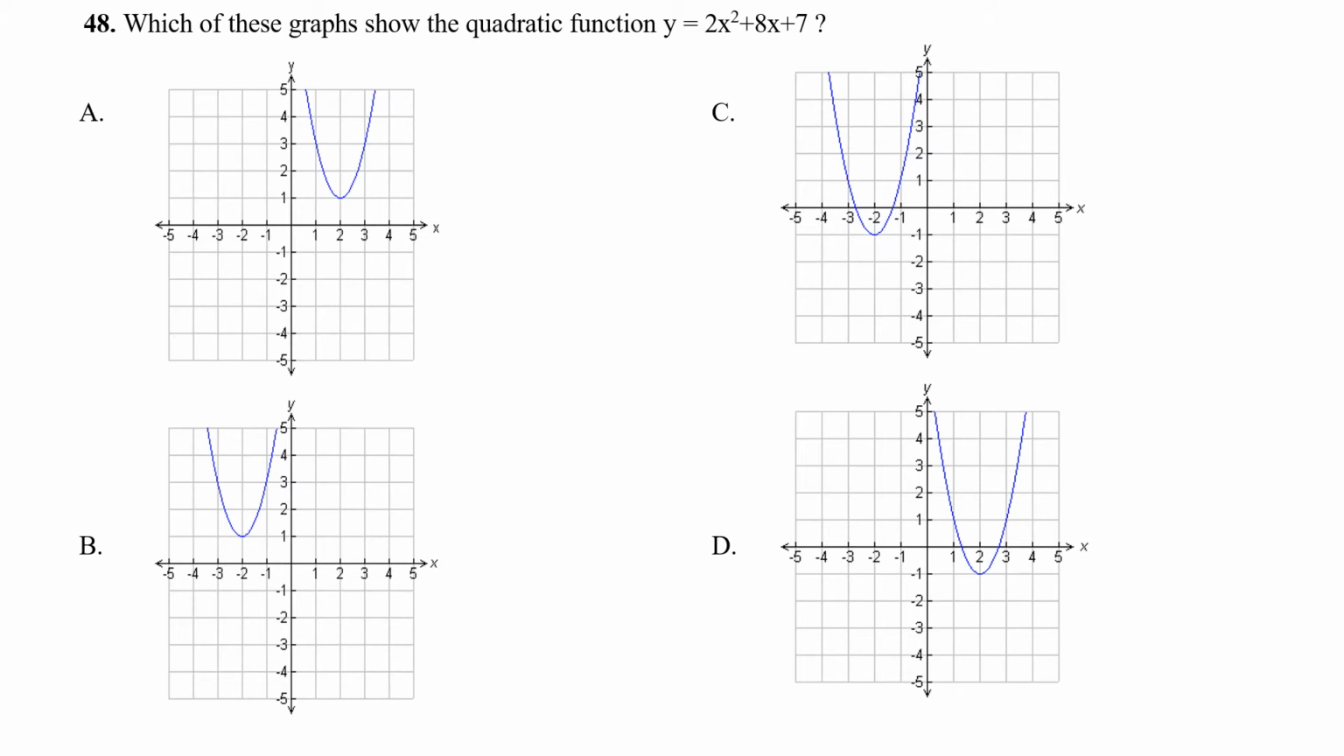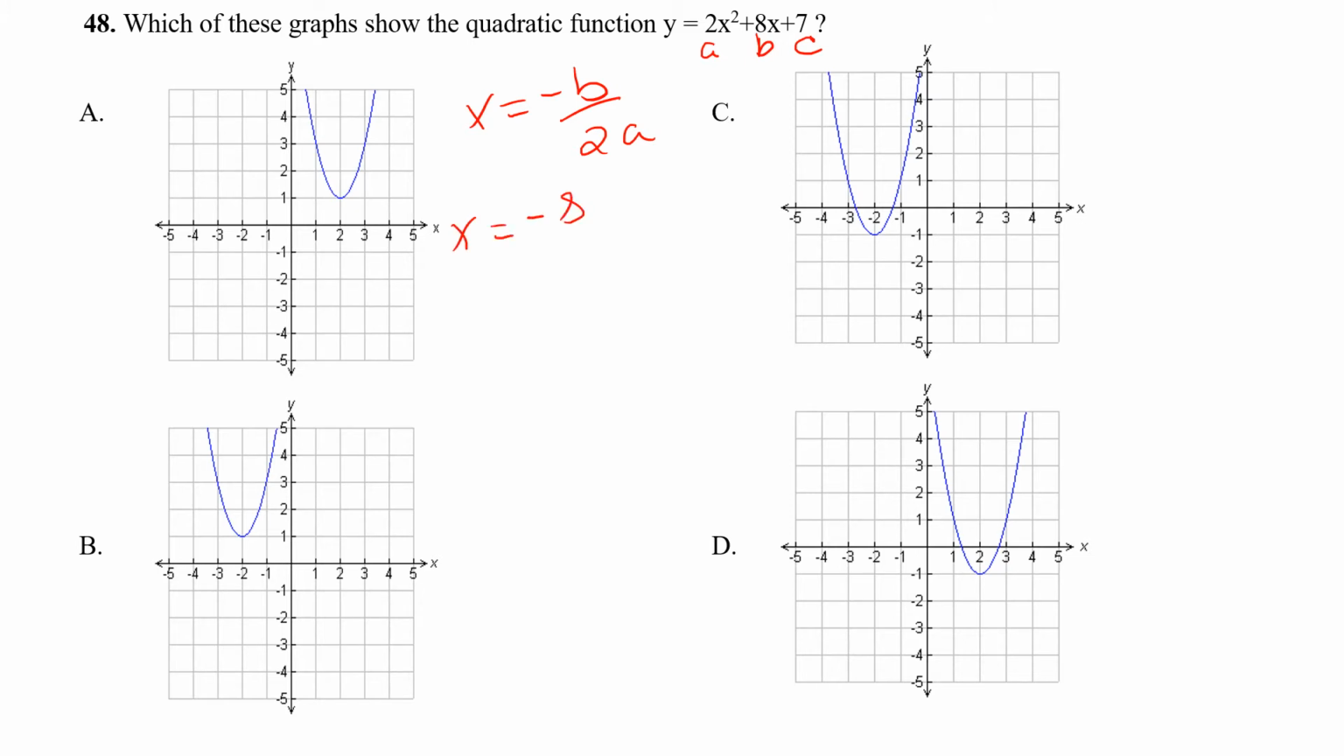So since I have graphs here, I'm going to see if I can find a vertex and see if the vertex matches in my graphs. So remember, the vertex is the highest or lowest point on the graph. To find a vertex, that is just x equals negative b over 2a. And then you would plug in your x value to find y, and that would be your ordered pair. So remember, in a quadratic function, next to the x squared is a. Next to the x term, or your linear term, is b, and c is your constant. I'm just plugging it in.